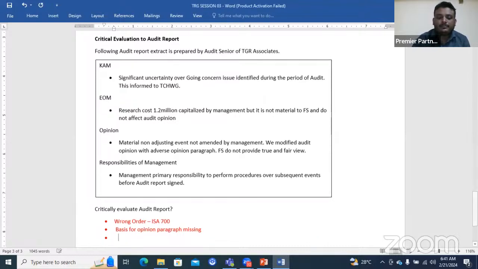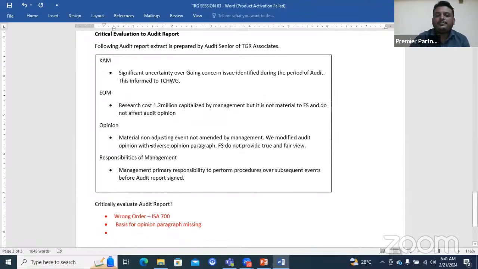Third problem. What is the opinion? Adverse opinion. So the opinion paragraph should be changed to adverse opinion. The heading of the opinion paragraph should be adverse opinion. Let's see whether that opinion is right or wrong later. But now, according to their opinion, the opinion paragraph is wrong.